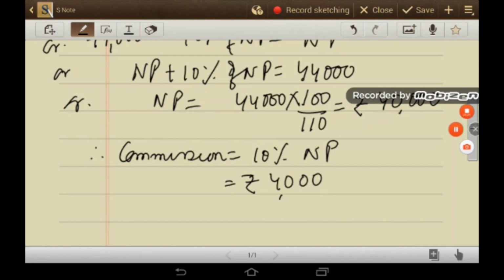These two equations are very widely used in commerce. So we have tried to explain in detail these two equations. Hope you have understood the problems that I have discussed today.